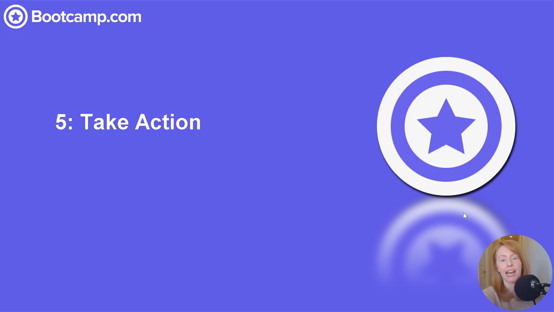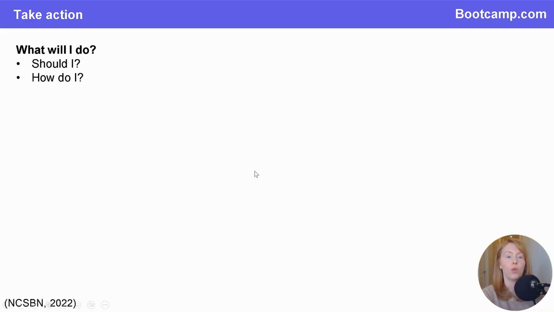The next step in any next-gen case is going to be to take action. And here, what will I do? We already kind of hypothesized about those potential things that could be beneficial or harmful. Now in step 5, we actually take the action. Should I do this or that? How do I do this to address that priority problem?